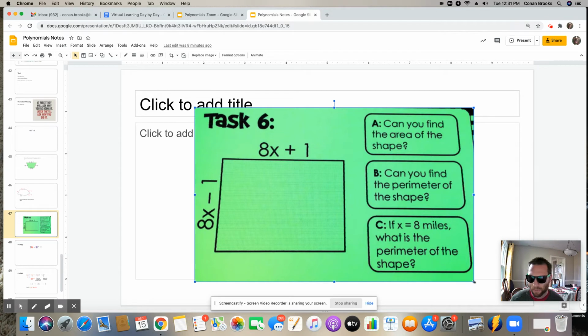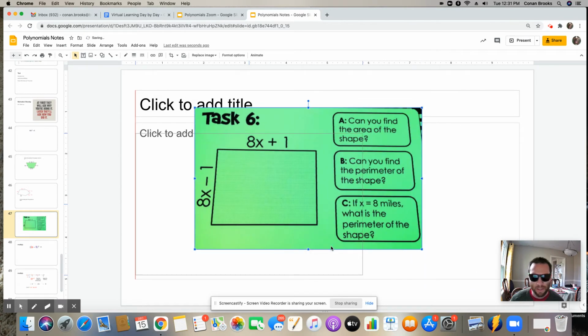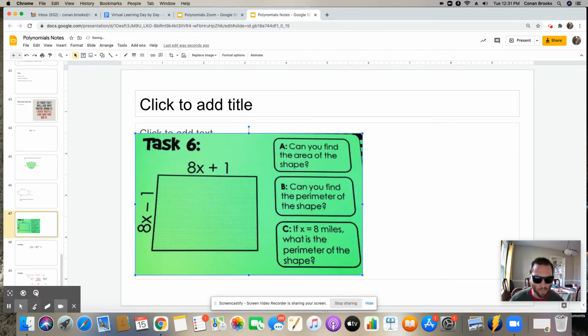Okay, so this is a task, and we did perimeter, and then we did perimeter again, and then this one says, can you find the area of the shape? What you need to know about areas is that you multiply to find the area. Length times width is area. So I'm going to multiply length times width. Well, what's the length? The length could be set as 8x plus 1.